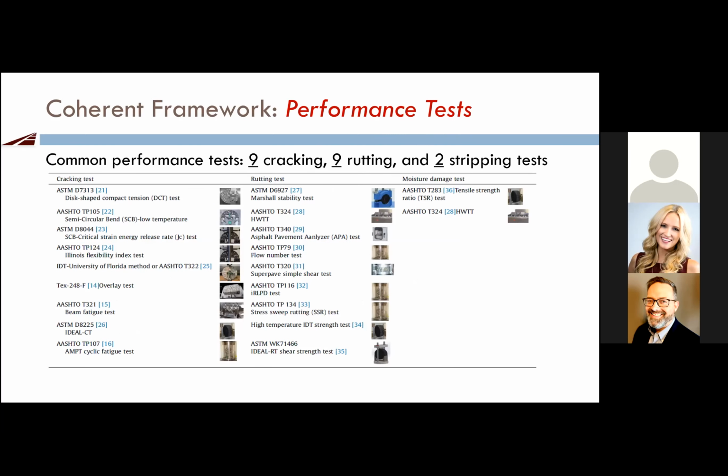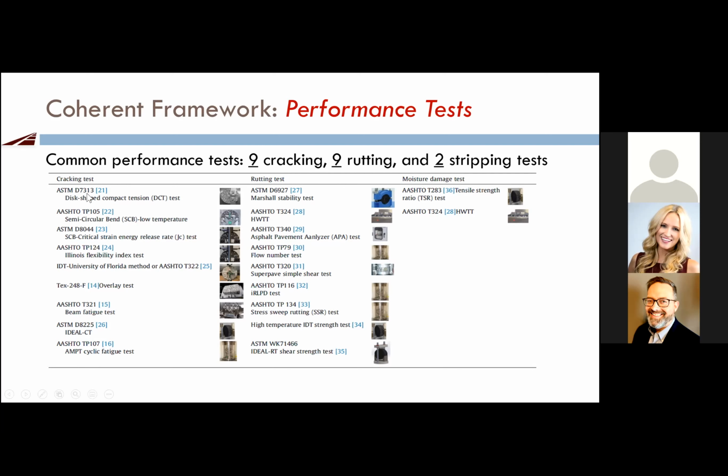So I think you all are probably very familiar with the performance tests for 3 categories: cracking, rutting, and the stripping test or moisture damage test. I only listed 9 cracking tests here, there are probably more than this, but these 9 cracking tests have been, in the last 10 years, either evaluated by NCHRP 957 or 957A, or FHWA is working on the last one, ISO-TP 107, the AMPT cyclic fatigue test. So again, let me quickly go through this.